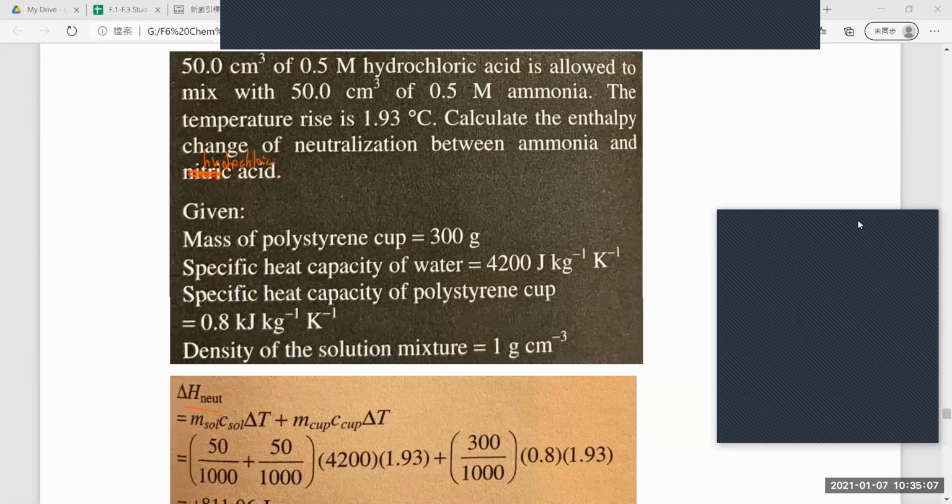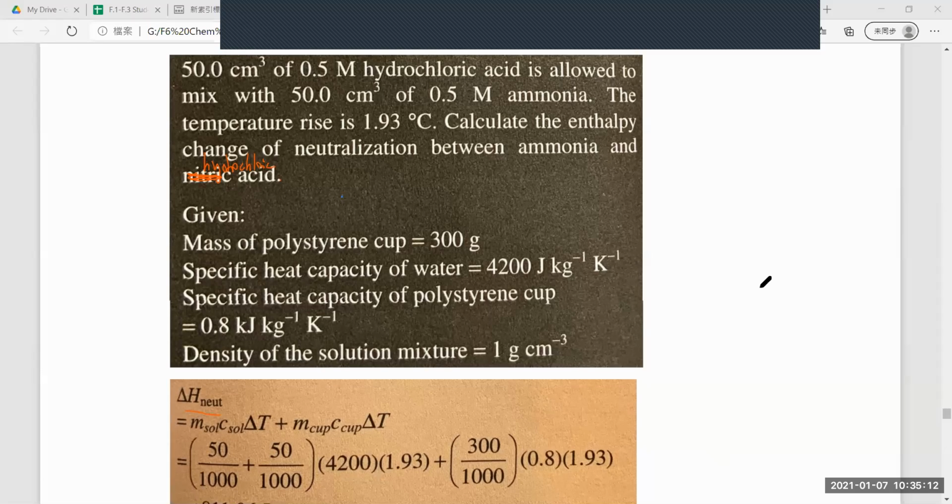Delta H of ionization of NH3. What does it mean by that? Ionization.